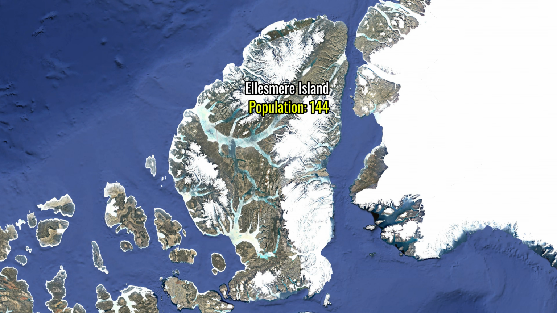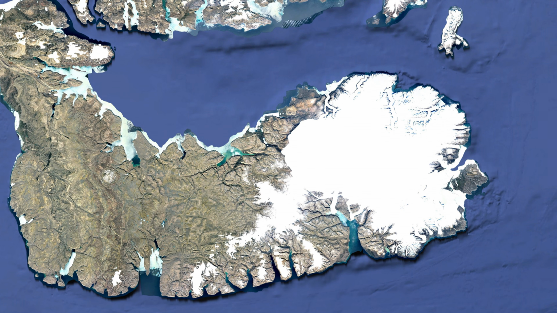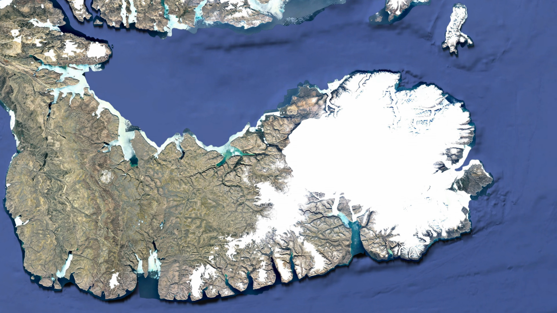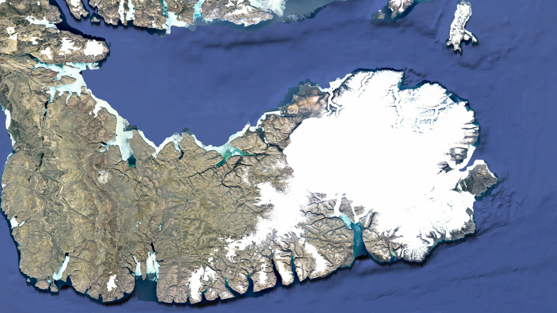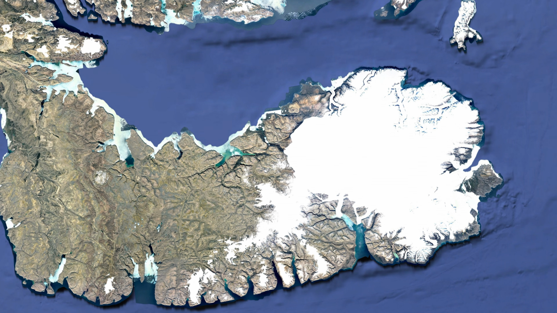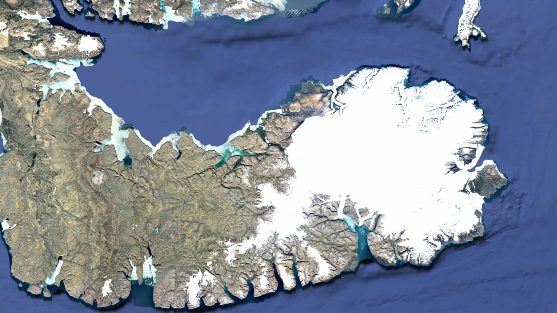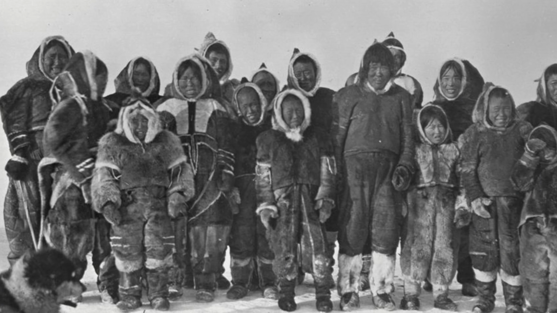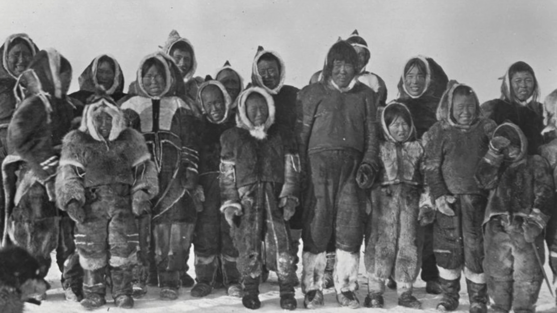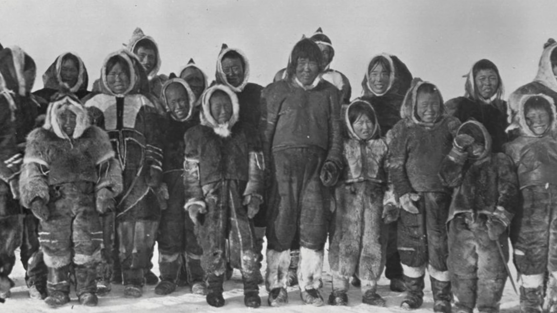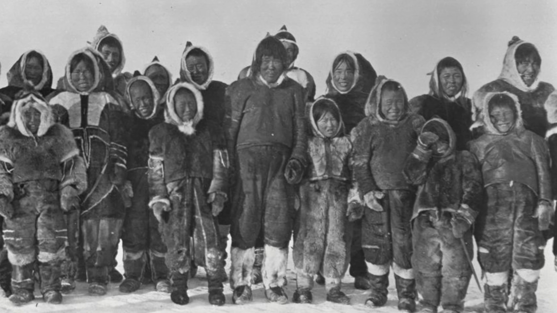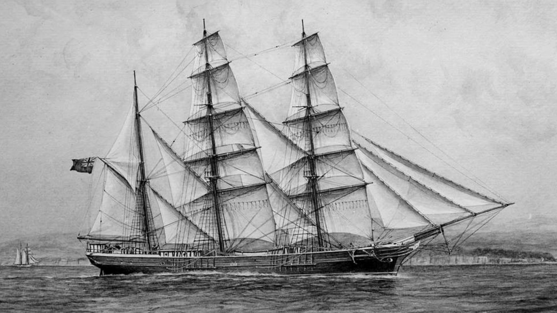Now, if both Baffin Island and Ellesmere Island have people living on them, why doesn't Devon Island have any permanent residents? Well, that's because of Devon Island's history and geography. You see, historically, the Inuit people have lived on Devon Island. In fact, they've been living in the Arctic regions for thousands of years. Devon Island was first mapped by European explorers back in the 19th century.